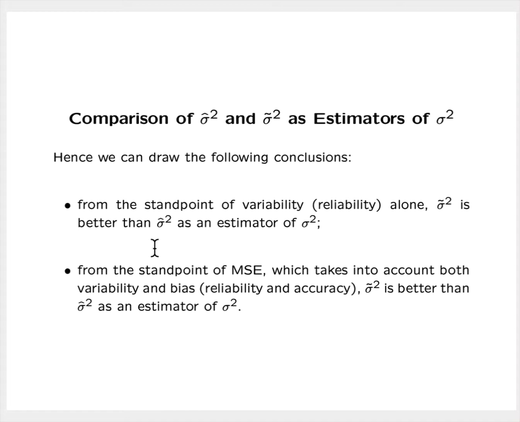So from the standpoint of the MSE, which takes into account both the variability and the bias of the estimator, in other words, it takes into account both the reliability and its accuracy, the biased version of the sample variance is still better than the unbiased version as an estimator of sigma squared. So that's interesting, I think. Is that surprising to you?